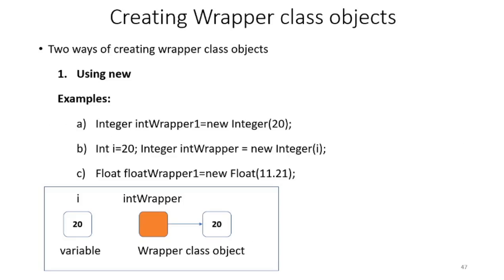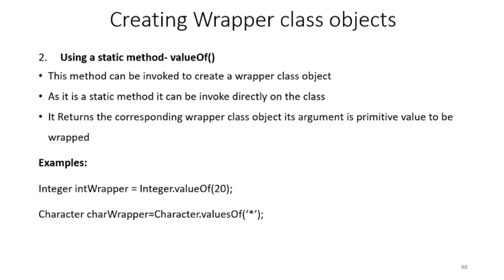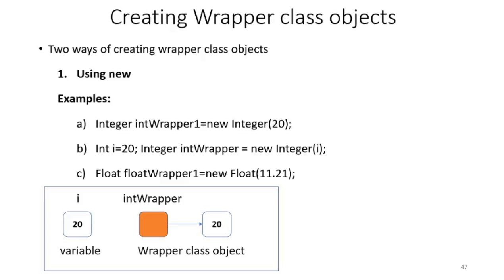Whenever you create the object of a wrapper class, how do you create it? There are two ways of creating an object of a wrapper class. The first one is using the new keyword and the second one is you can use the static method. Name of that method is valueOf. So first one is using the new keyword. These are some examples of how to create the object of a wrapper class using the new keyword.